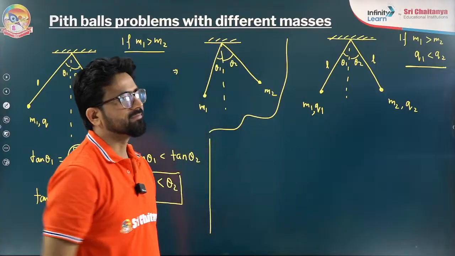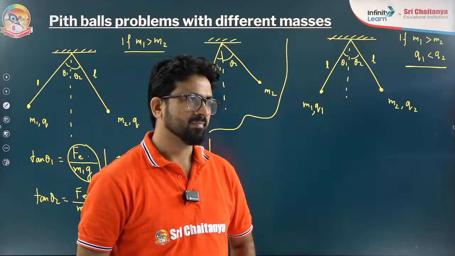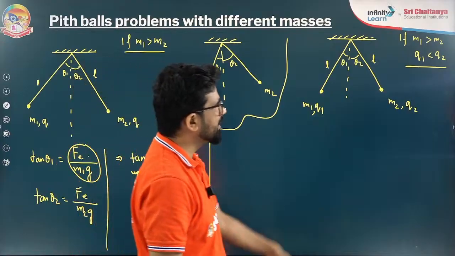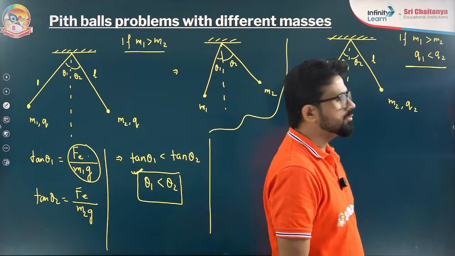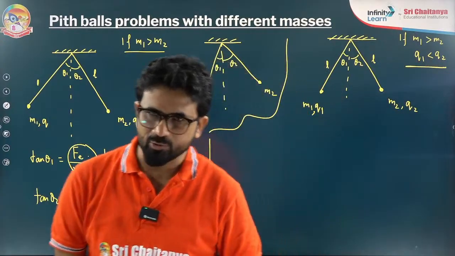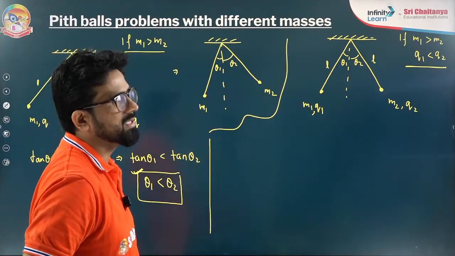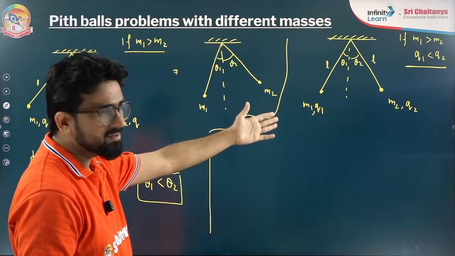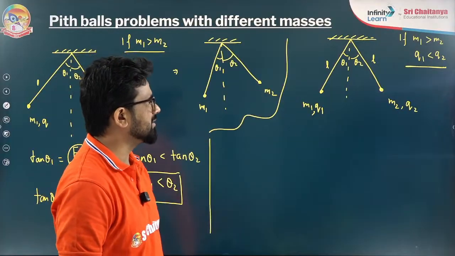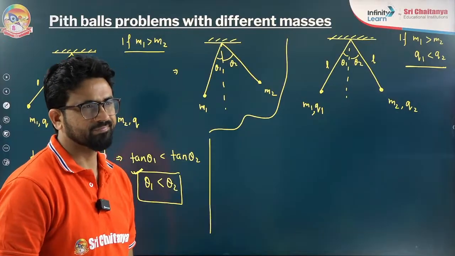Now which would be greater, theta 1 or theta 2? Everyone just think and tell me which is greater. Given that M1 is greater than M2 and Q1 is less than Q2, which is greater, theta 1 or theta 2? This is the question. I actually merged both concepts. The previous concept was different charges and this concept is different masses. I clubbed them together and now I am asking the question. What is the answer?